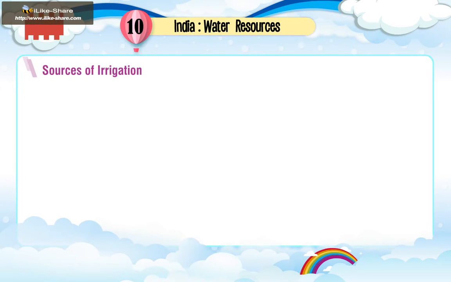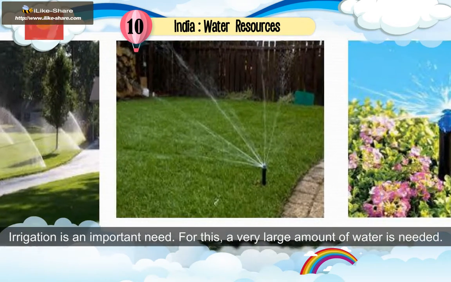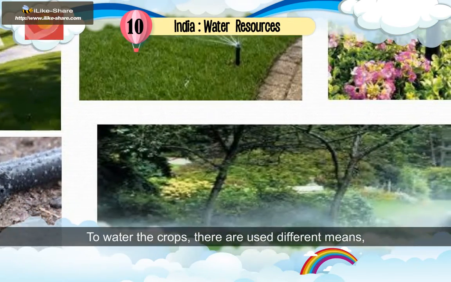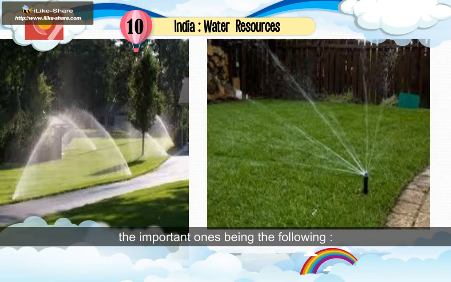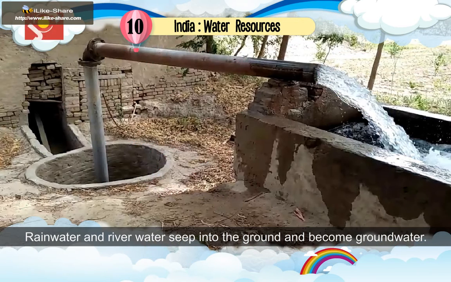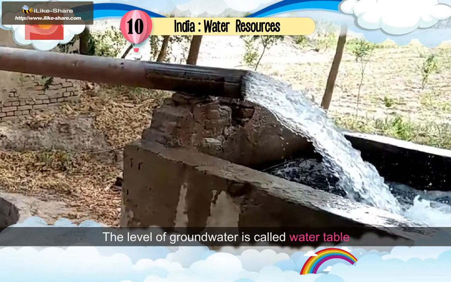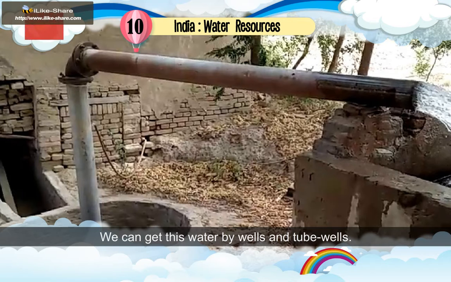Sources of irrigation. Irrigation is an important need. For this, a very large amount of water is needed. To water the crops, different means are used, the important ones being the following. 1. Wells and tube wells. Rainwater and river water seep into the ground and become groundwater. The level of groundwater is called the water table. This is an important source of water. We can get this water by wells and tube wells.